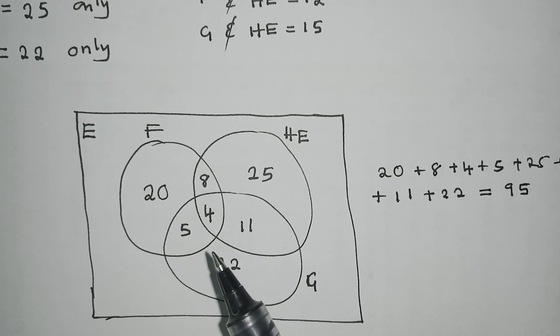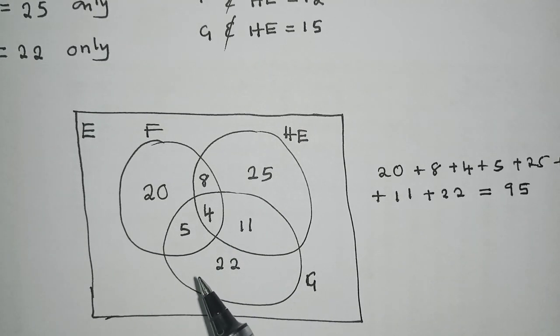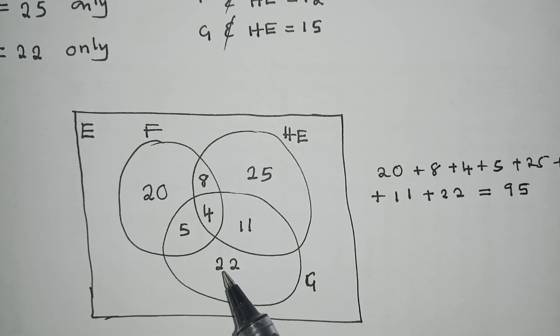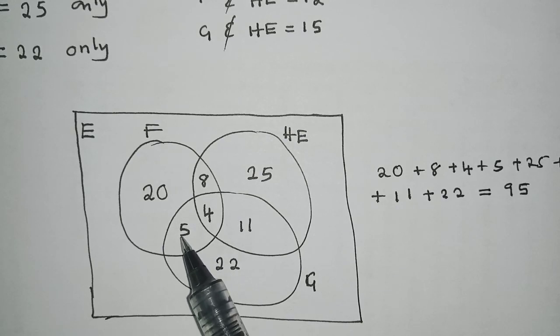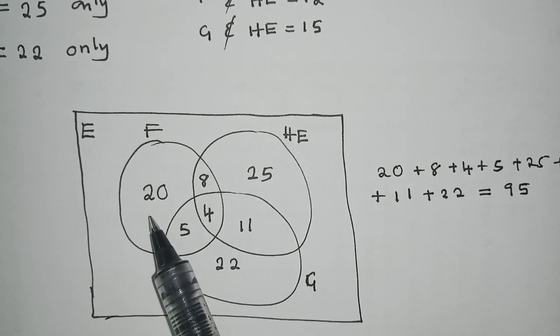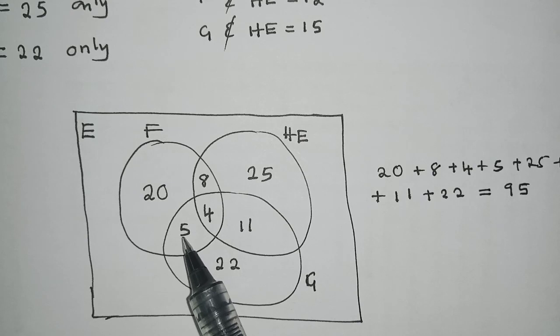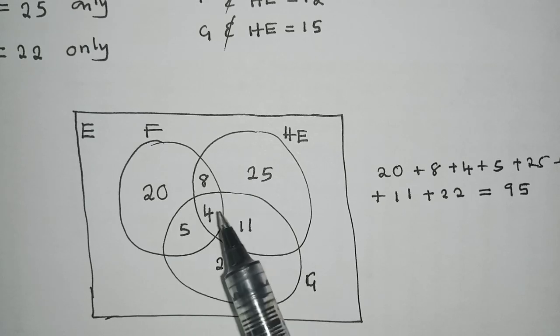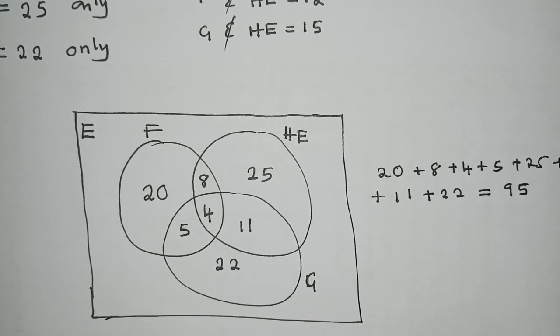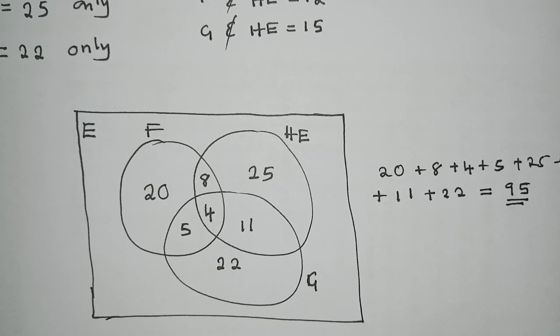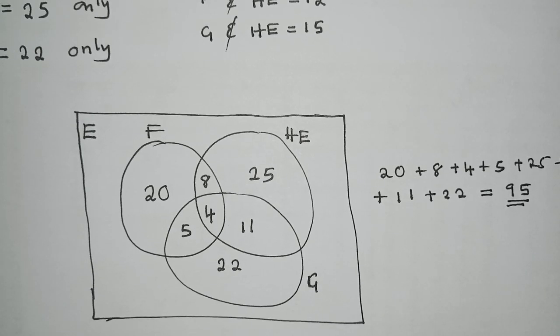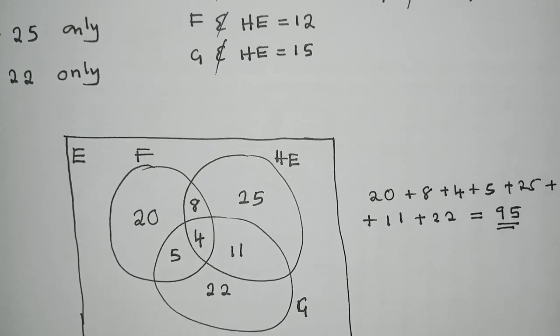You must be very careful when adding. Don't repeat the number. Okay, for example, this 5 is found in G and F. Don't count it twice. You count it once. Okay, so you just add all the numbers. So this is the number of students who were in this school. Let's check the next question.